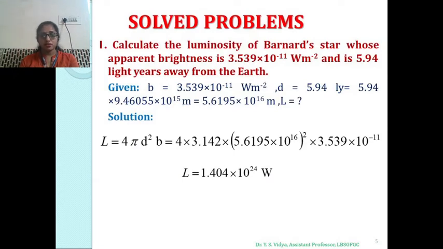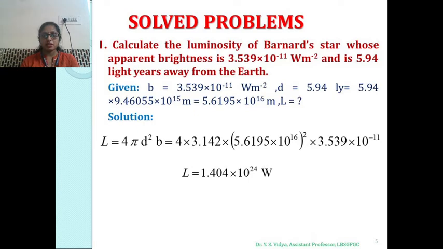Calculate the luminosity of the Barnard star whose apparent brightness is 3.539 × 10^-11 watt per meter square and which is 5.94 light years away from the earth. Here the given values are B, the brightness, which is 3.539 × 10^-11 watt per meter square, and d is 5.94 light years.